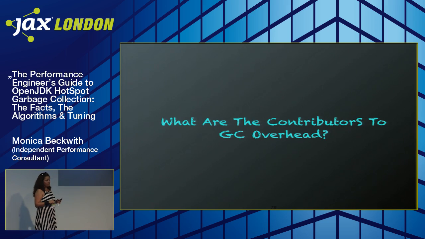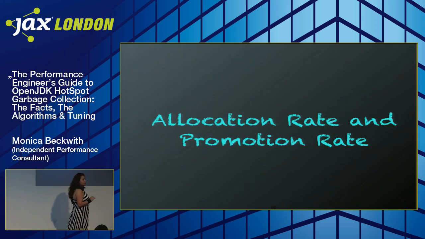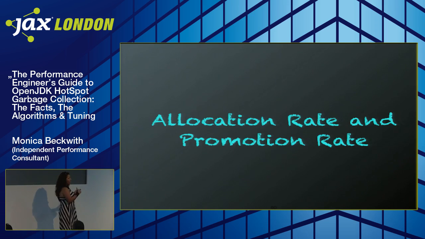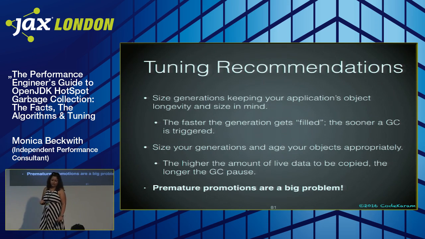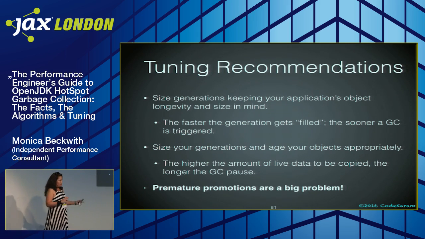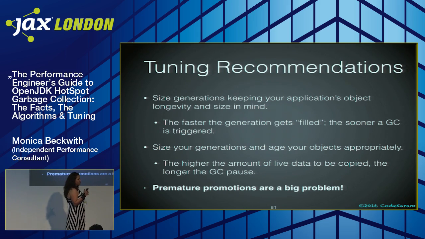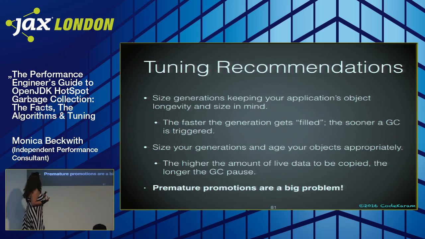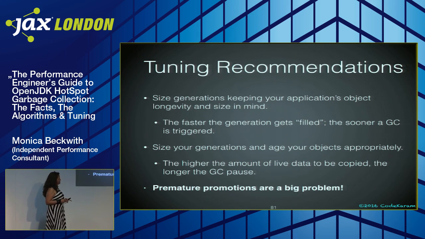What about GC overhead? What contributes to GC overhead? Your allocation rate and your promotion rate. So what's the rate of allocation for your application, and how are you promoting? If you have not sized your generations well, then you may be promoting prematurely, okay? So that's what it is here in the recommendations. Size generations, keeping your application's object longevity in mind. The faster the generations get filled, the sooner a GC event will happen. Size your generations and age your objects, because we want to avoid premature promotions, okay?